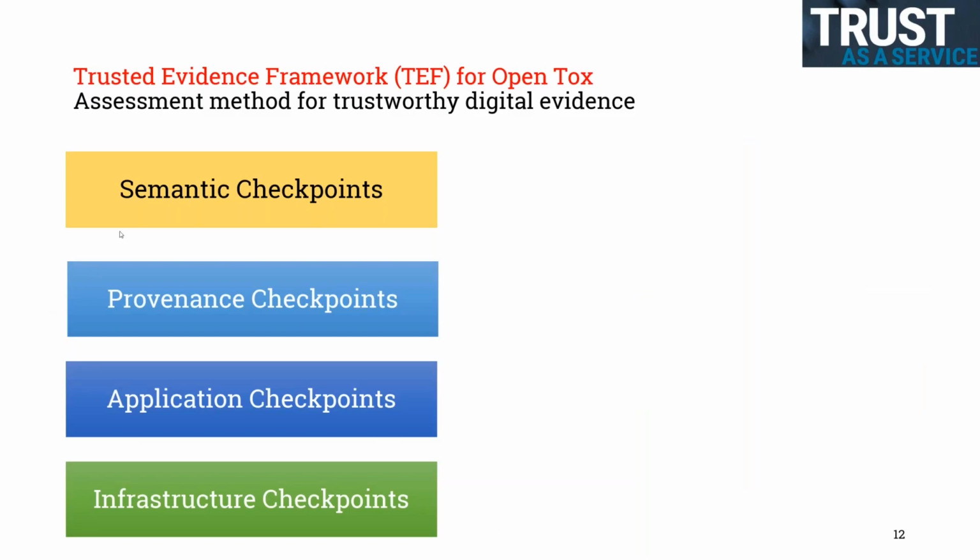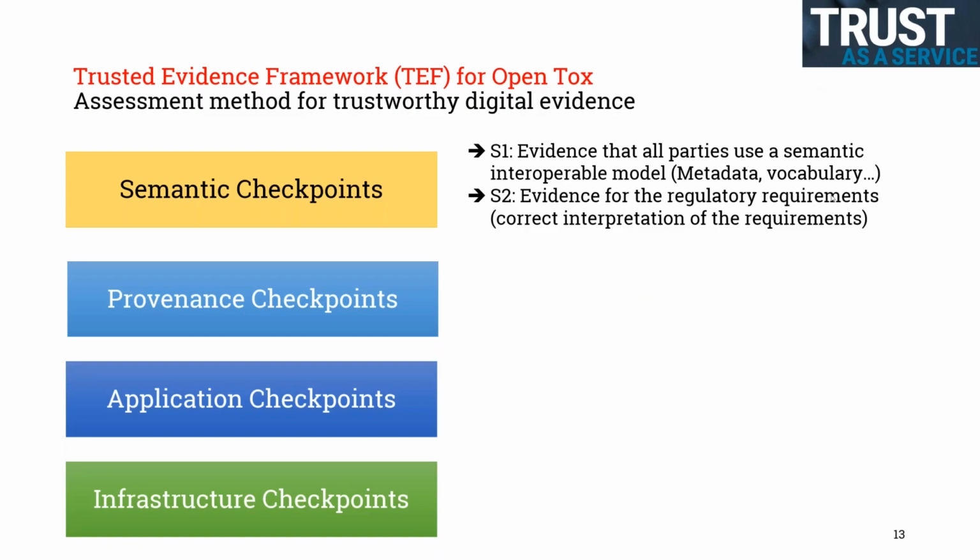So if we look at the first layer, clearly you have to provide evidence that all parties in this process use the semantic interoperable model. So these are questions about the correctness of metadata, vocabulary. Also, how do you prove that you used the right metadata and that the metadata was not tampered? On the other hand, you also have to have the evidence for the regulatory requirements. So this means you have to have a correct interpretation of the requirements. And if we look at the US or Europe, also in the legal textbooks, there is room for interpretation. So this means we also need a semantic model for the requirements.